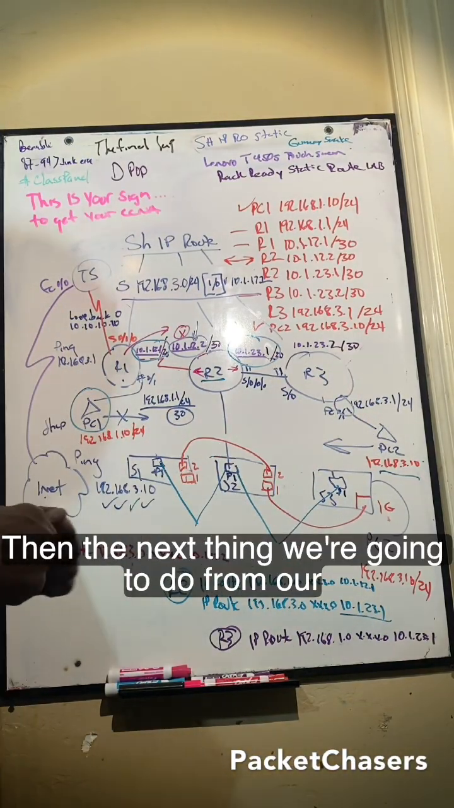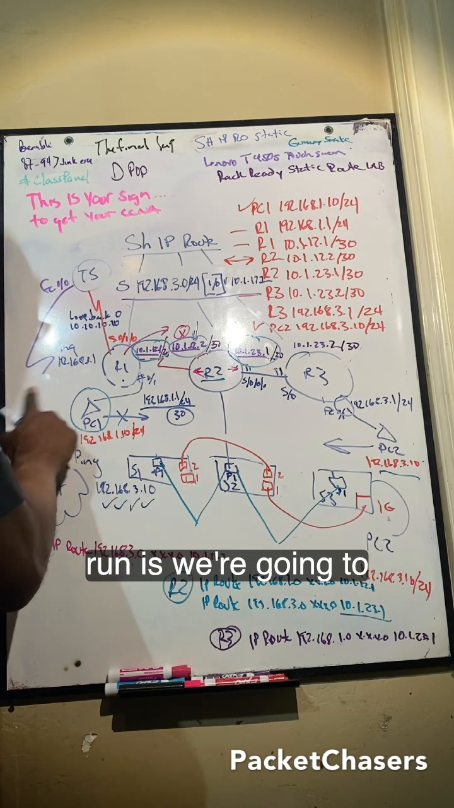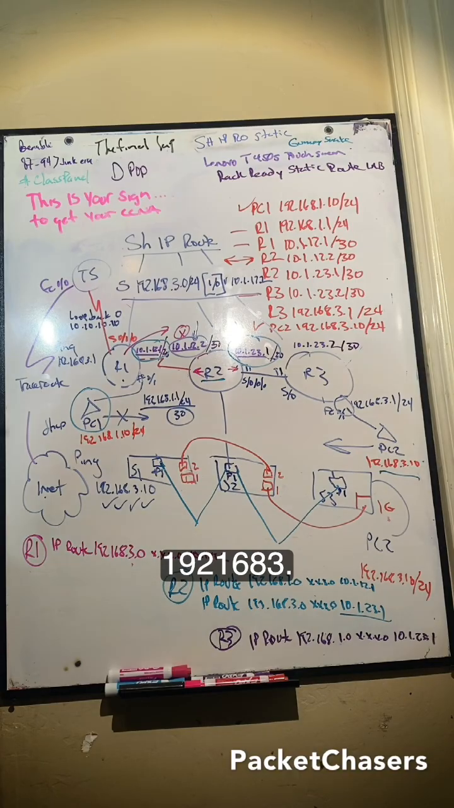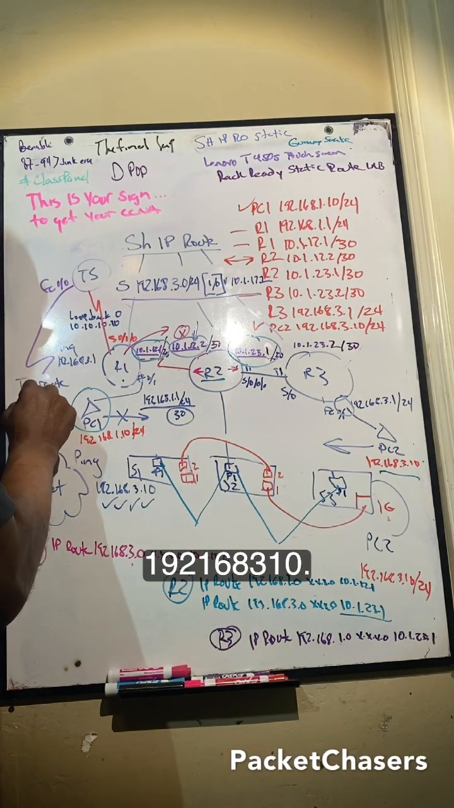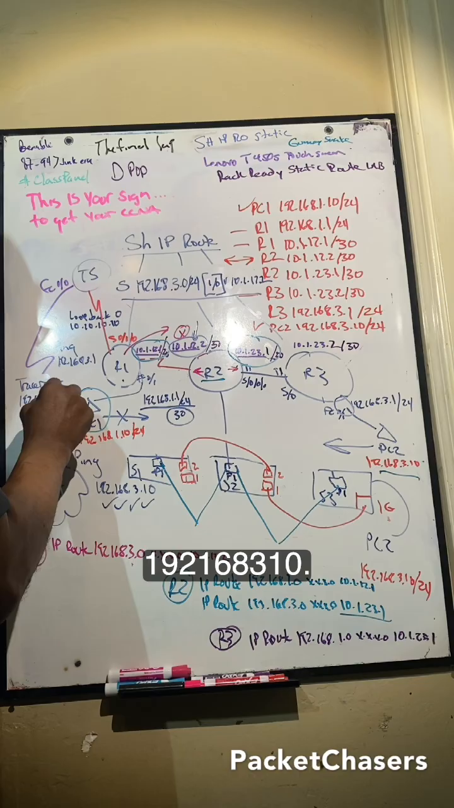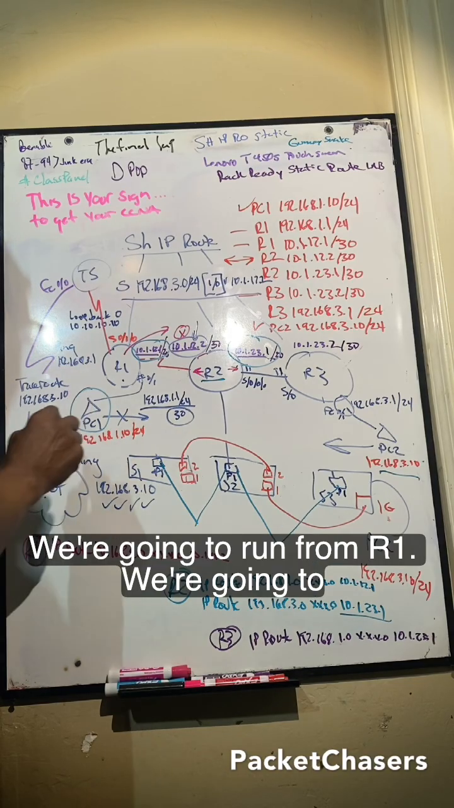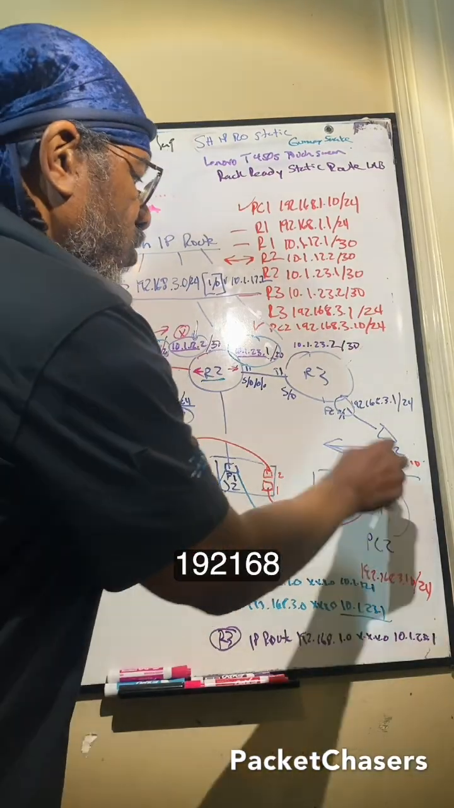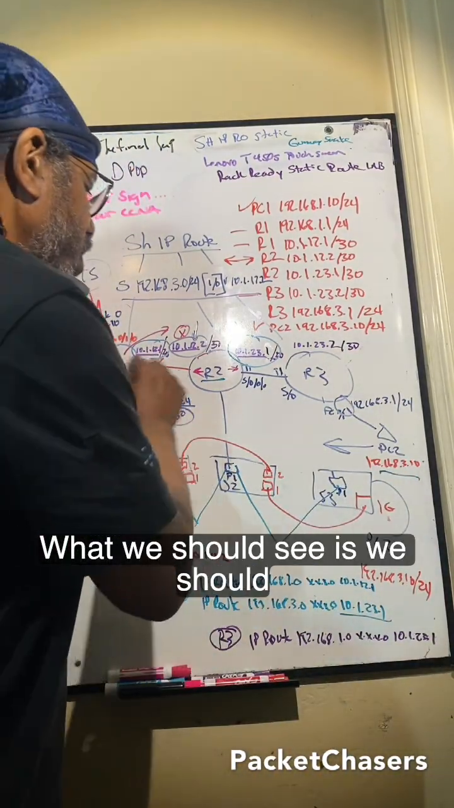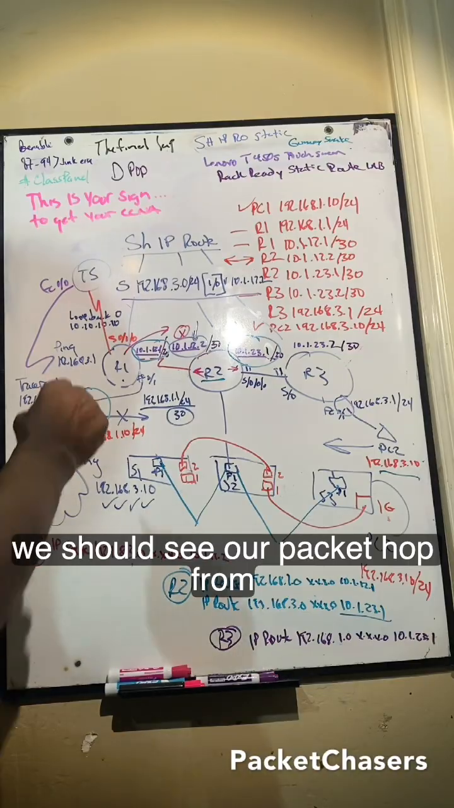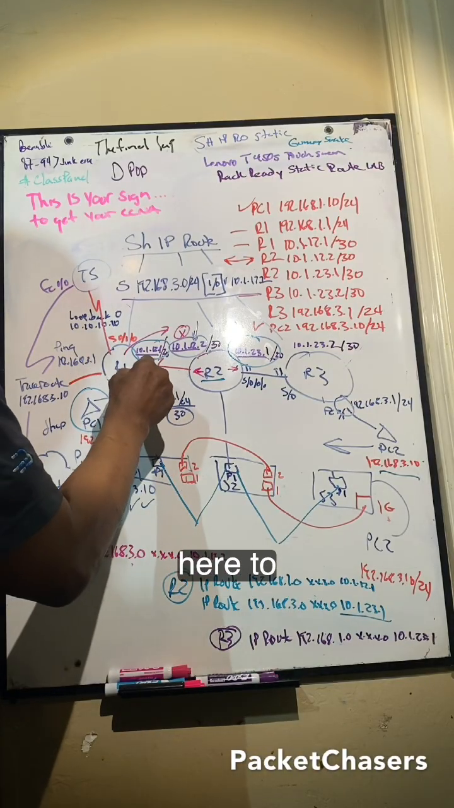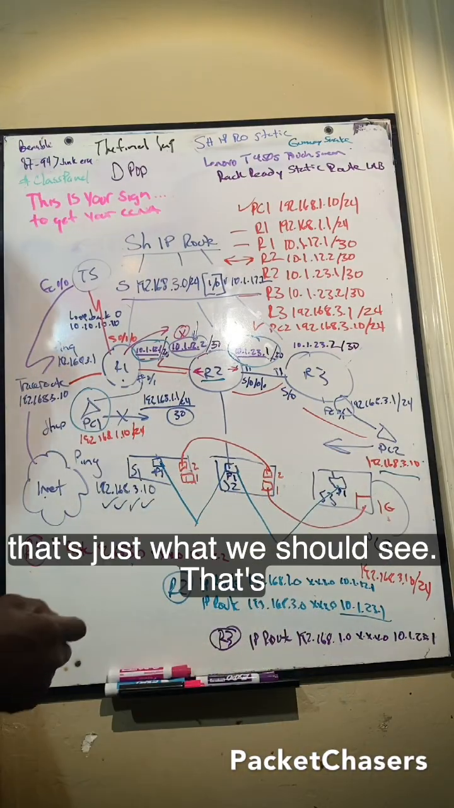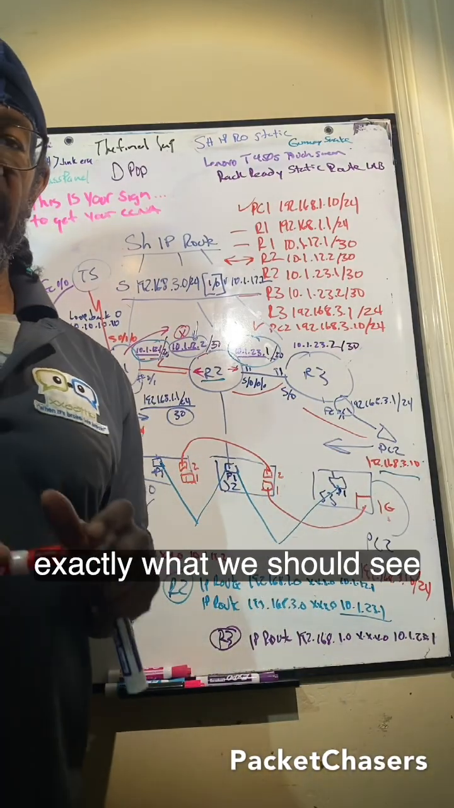Then we're going to run a traceroute from R1 to 192.168.3.10. What we should see is our packet hop from here to here to here to there. That's exactly what we should see.